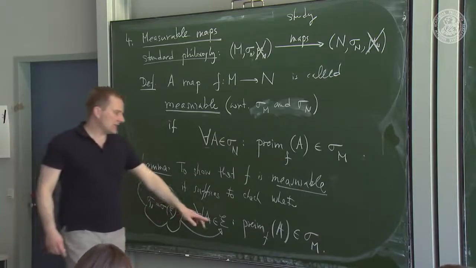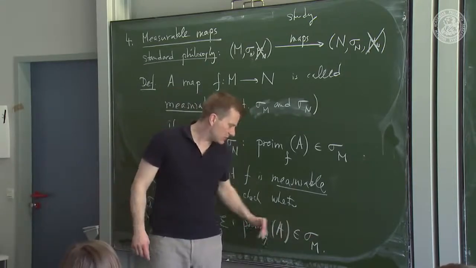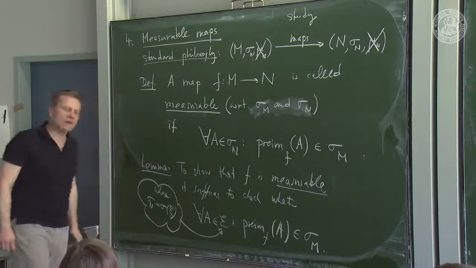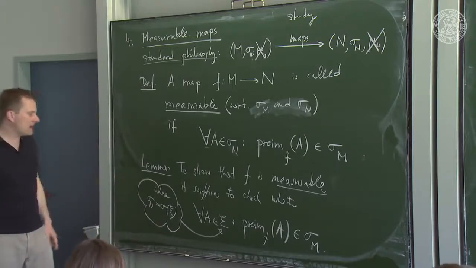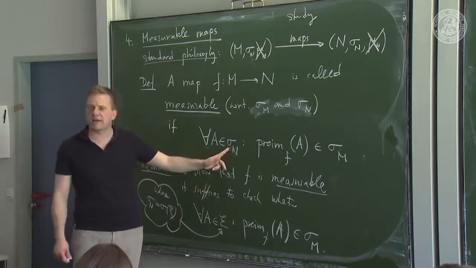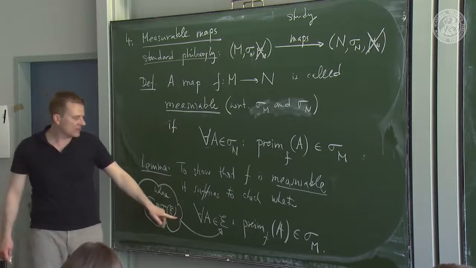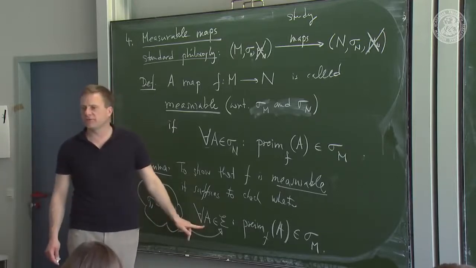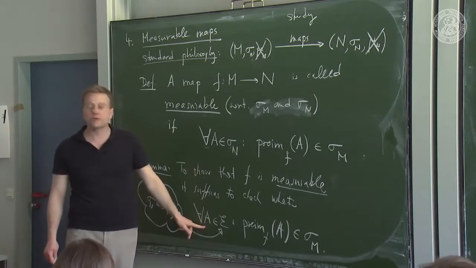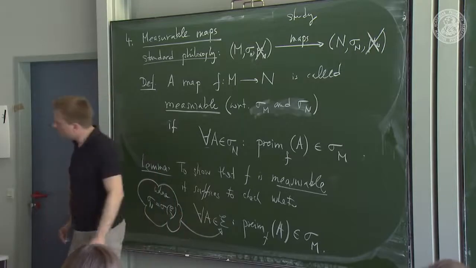You cannot at the same time check whether this is an element of a generating set here, because the pre-image can be rather weird. But it's actually from this lemma that you immediately see, if this is a Borel sigma algebra, then the generating set is the open sets, and then this is just the condition of continuity. So it means a continuous map in particular will be measurable.